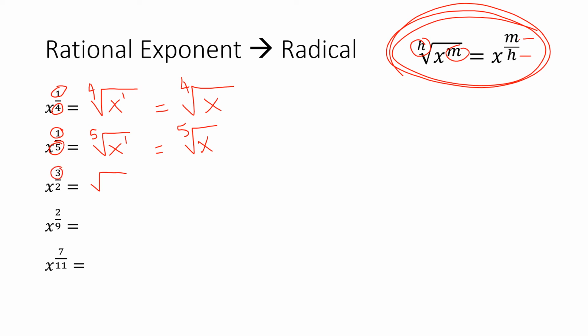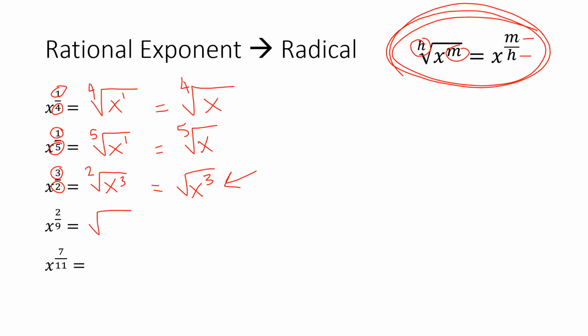Remember, the man rides the horse. The man goes in the house. The horse stays outside. Now, if you're reading this, it is the square root of x cubed. You don't have to put that 2 out there. If you leave it like this, that still says square root of x to the 3rd power.